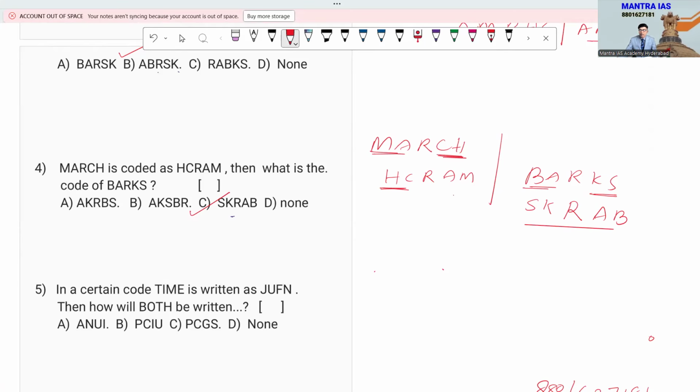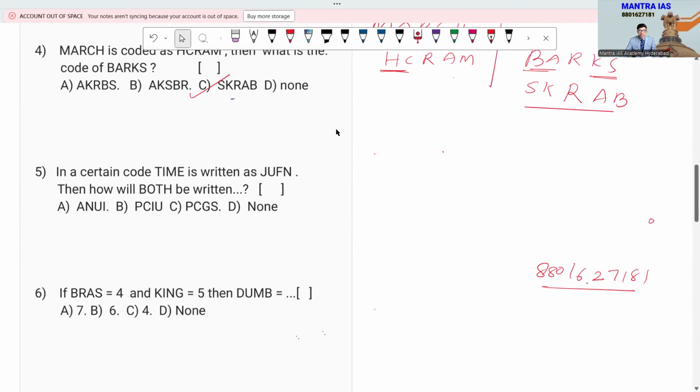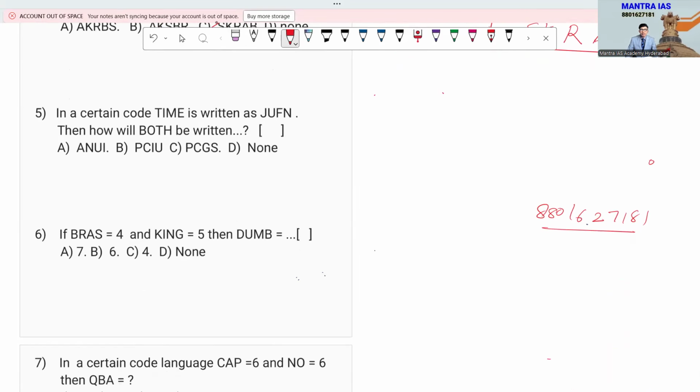Sometimes this is also very important. Now please observe the question number 5. TIME is written as JUFN. How can you write here? How will BOTH be written? That's the point here. TIME, JUFN.